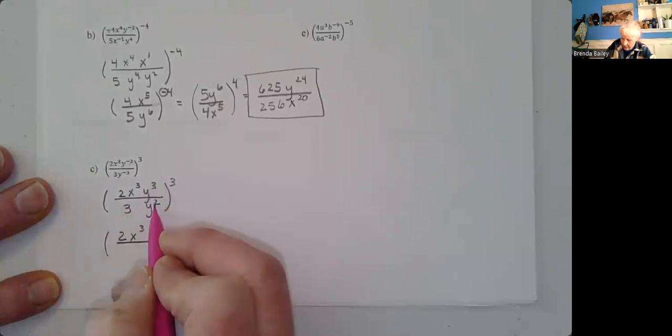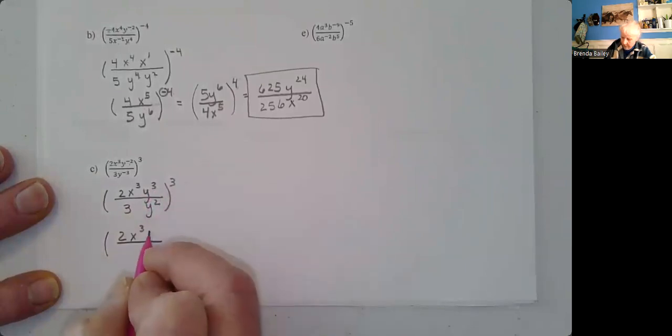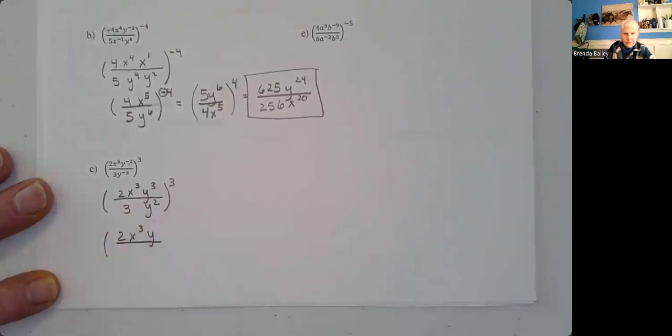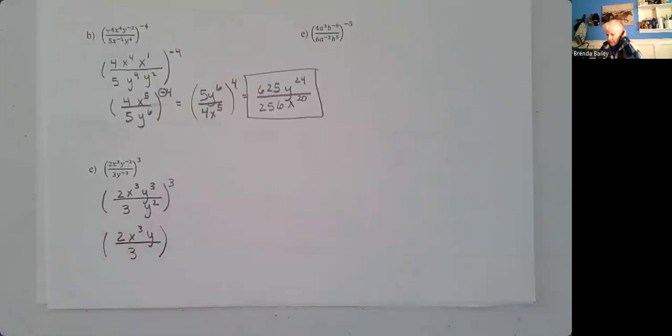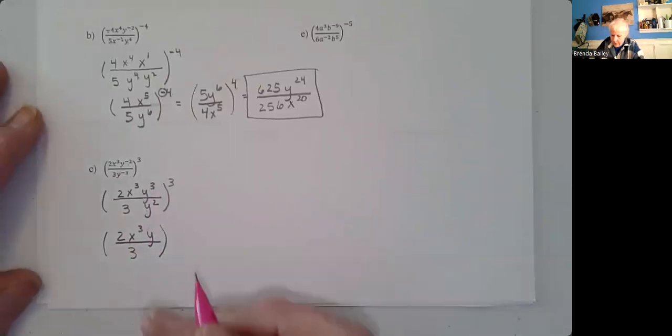Now, these here have a common base. 3 minus 2 is 1. Y to the 1st. 3 minus 2 is 1 over 3. I do know it's in the numerator because I have more of them. I have 3 of them in the numerator, so your answer will be there. 3 to the cubed.